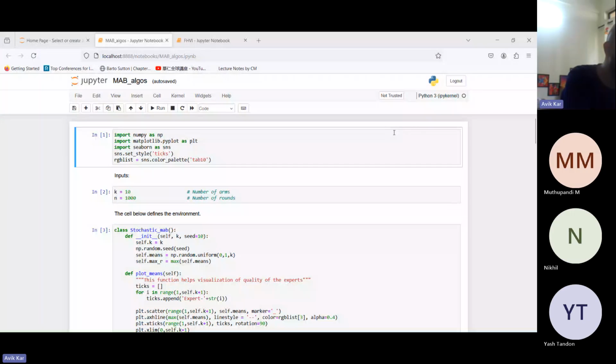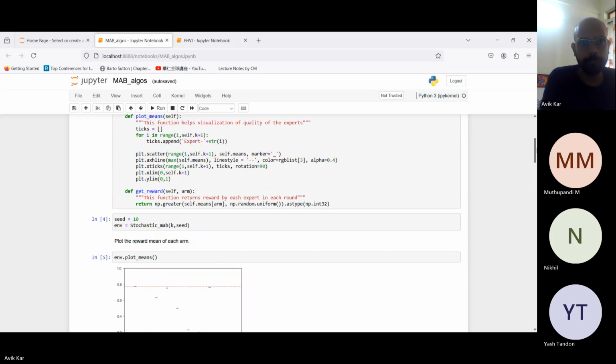Can you see the screen? Yes. No. You shared the notebooks actually. You have access to the tutorial notes, right? I have shared in the same folder. There is a subfolder named, I think, code or something, right? Okay, thanks.